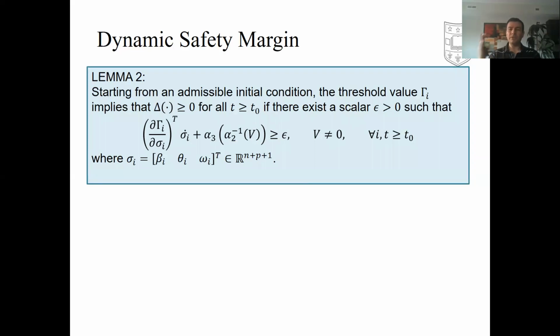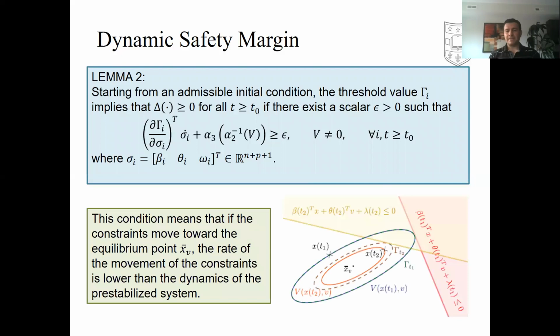But according to the time-varying nature of the constraints, is this dynamic safety margin valid at all times? In lemma 2 of the paper, we argue that if the gamma and the constraint satisfy this inequality, the obtained dynamic safety margin can guarantee constraint satisfaction at all times. This lemma simply means that if the constraints move toward the equilibrium point, the rate of the movement of the constraints should be lower than the dynamics of the pre-stabilized system.